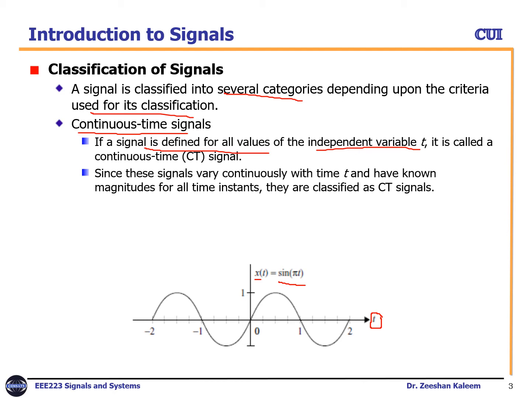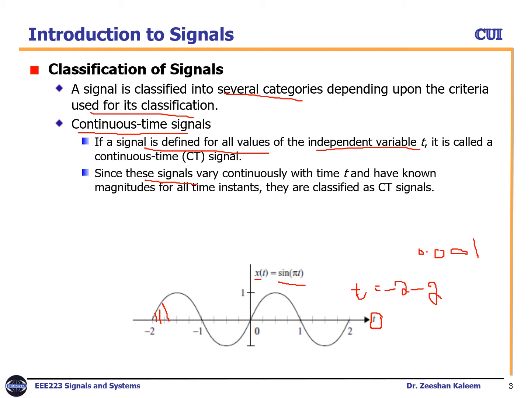So for each value of time instant, for example starting from t equals -2 to t equals 2, we have a value at each time instant. Each time instant means a very small interval of time, for example 0.001. So we have a continuous wave here, and for each time instant we have a value of x(t). So this is a continuous time signal.